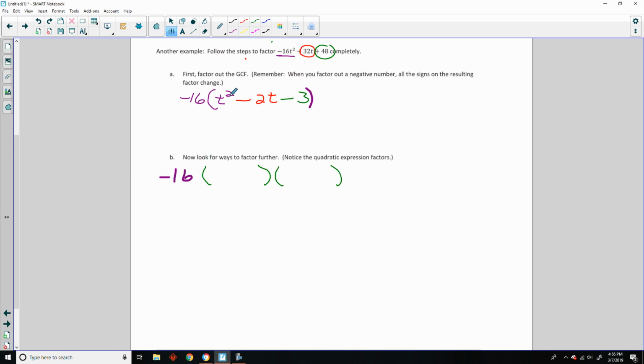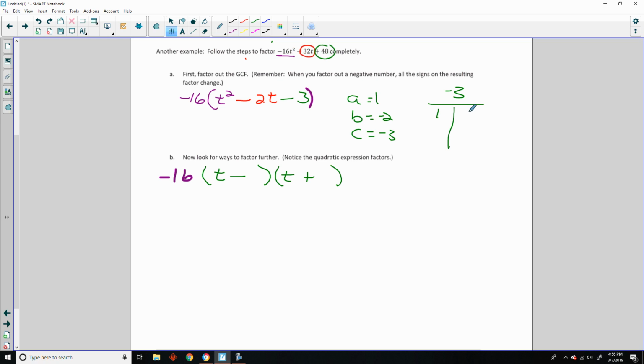In other words, we have a t squared, we have a t, so I know that's going to be t times t to give me my first term, t squared. The middle term is negative, so I know that one is negative and one is positive. And then remember what I said, factors of c. So in this case, a equals 1, b equals negative 2, and c equals negative 3. So I want factors of negative 3 that add up to negative 2.